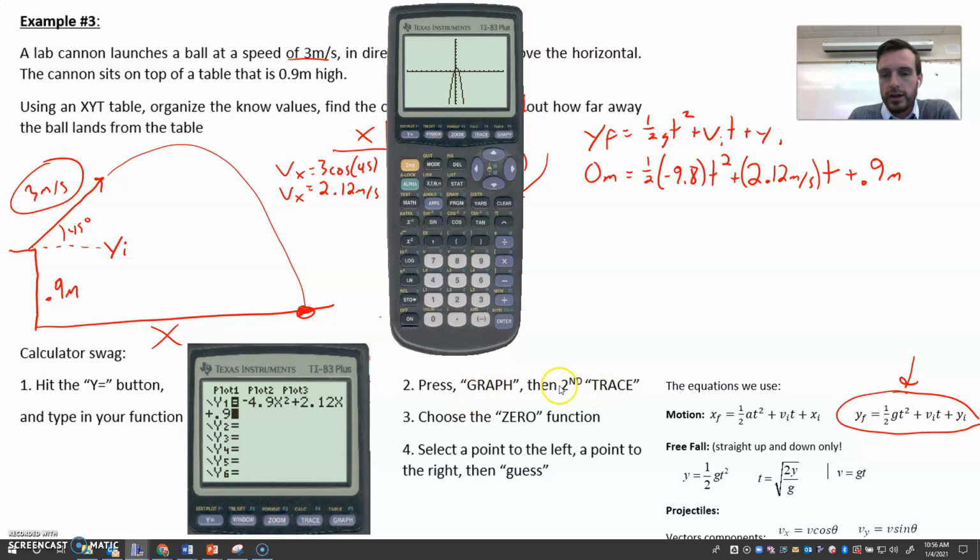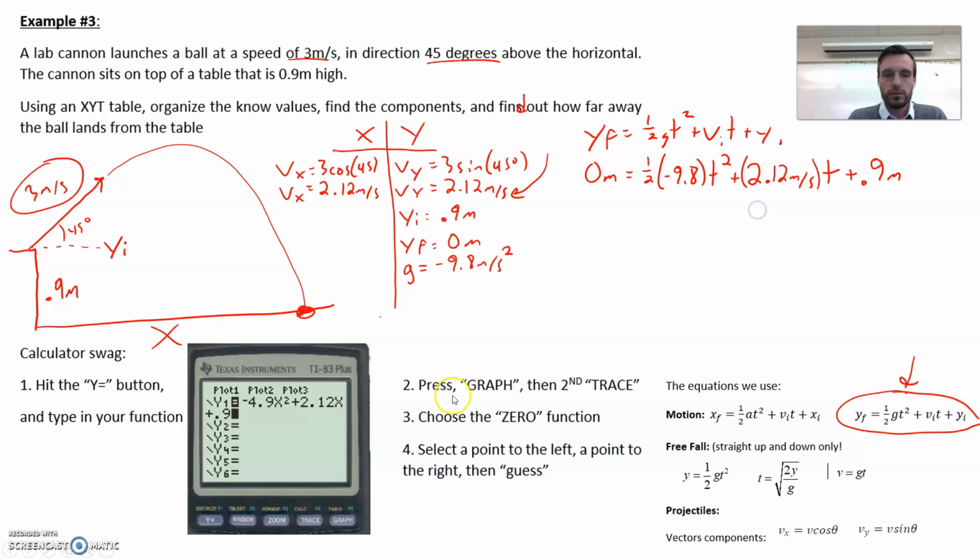Then it says choose the 0 function. Sorry, I skipped a step. It says second trace, then choose the 0 function, so you're going to go down and hit enter. And now it's going to ask you for some information. Let me see what my time is left here on my screencast-o-matic so I don't run out of time. Oh good, I got plenty of time.